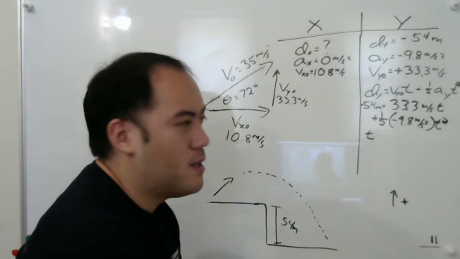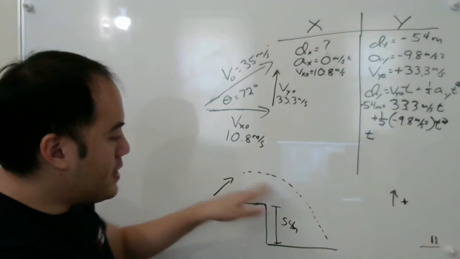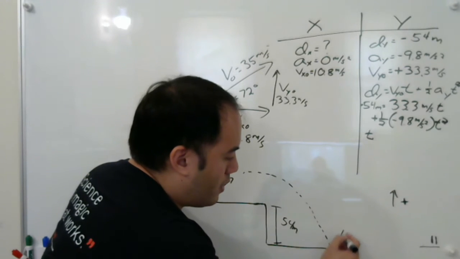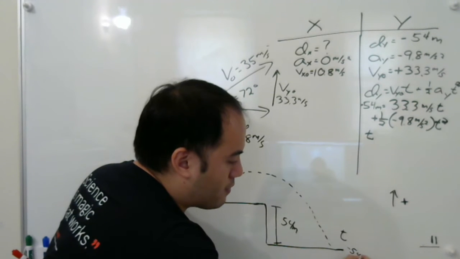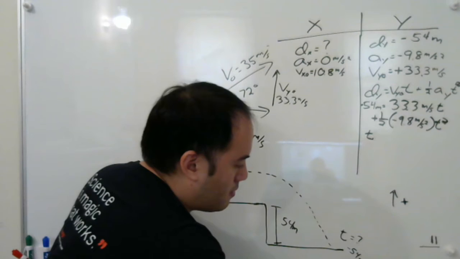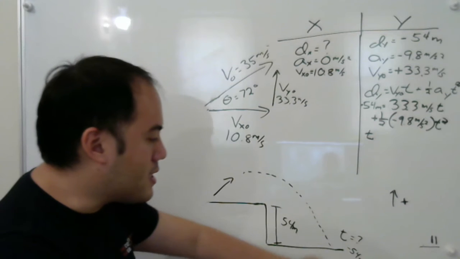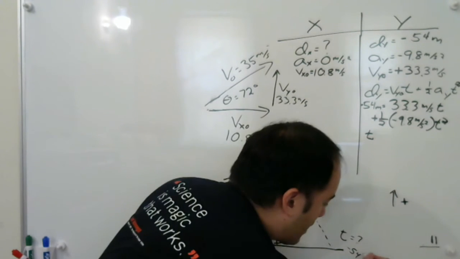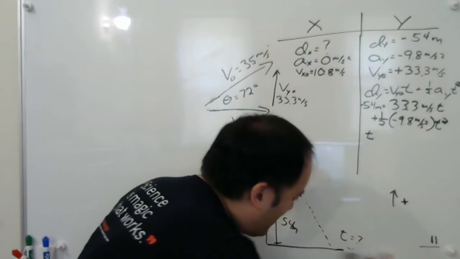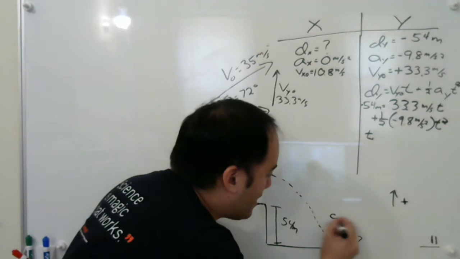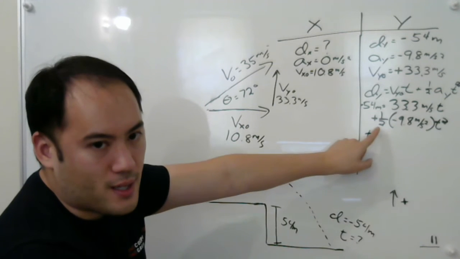What do we do? Why do we have 2 answers? And then what do we do? Look at the picture. We're trying to find the time, t, when the ball is at this height here, negative 54 meters. So when we solve this formula, we're finding t when d is negative 54 meters. That's what this equation is finding.